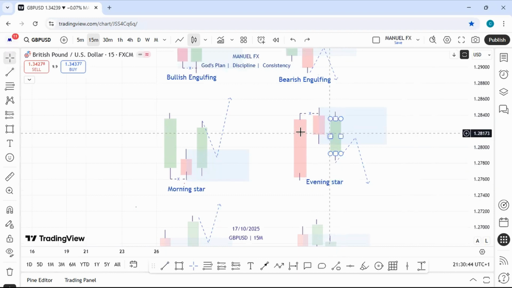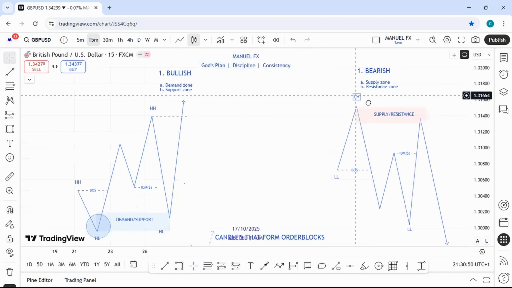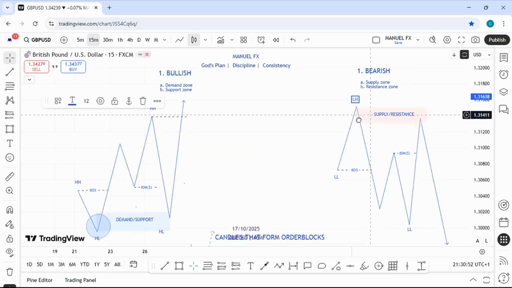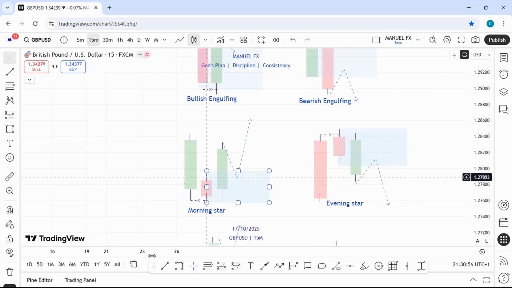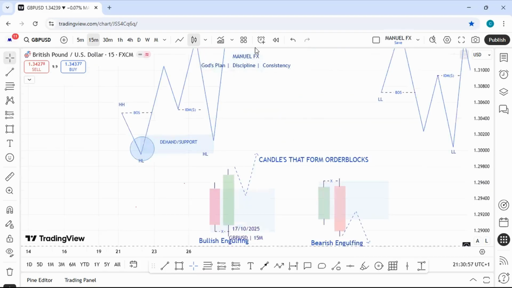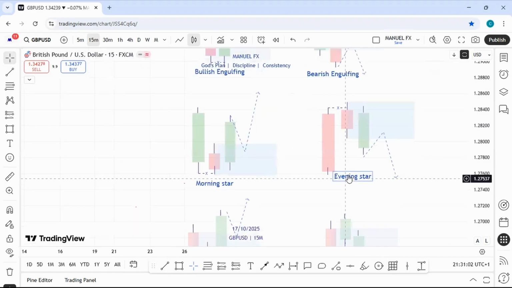This is a pattern I want to see directly below my lower high. And for the buy, this is a pattern I want to see directly above my higher low. That is making it a morning star. Then this is the evening star.